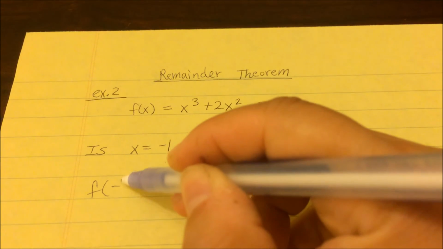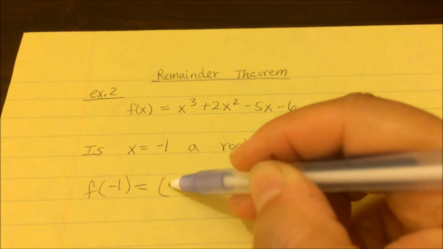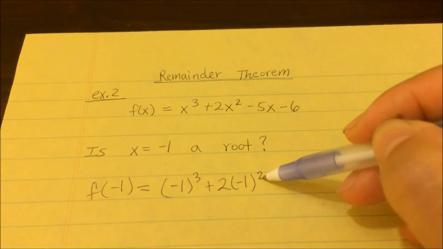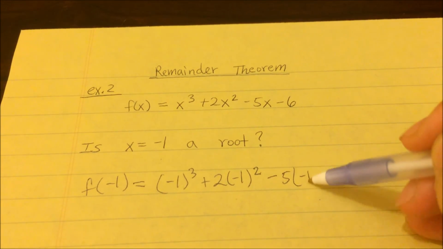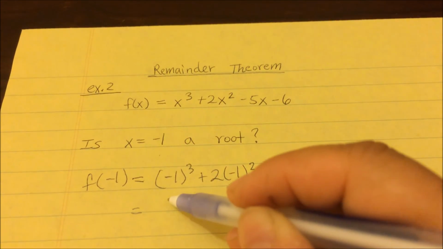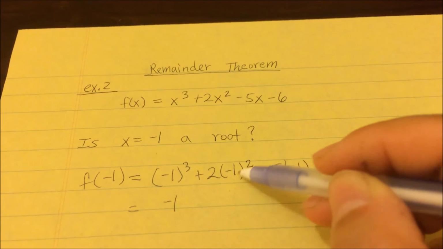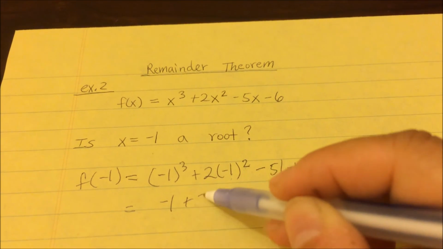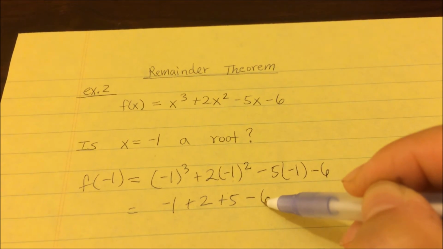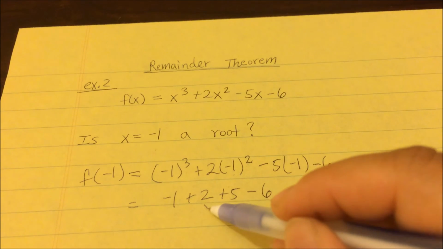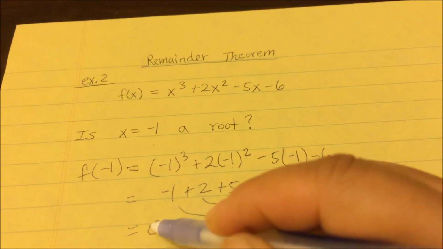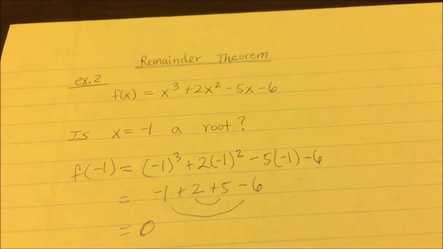So f of negative 1 is equal to negative 1 to the third power plus 2 times negative 1 to the second power minus 5 times negative 1, minus 6. When we work this out, this becomes negative 1, right? This is positive 1 times 2, which is plus 2. This is positive 5, and minus 6. So that's 7 right here, and this is negative 7. So it comes out to 0. Perfect. That means at x equals negative 1, it is a root.